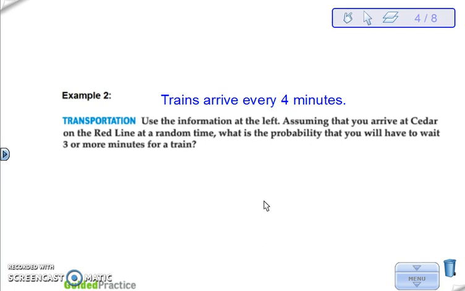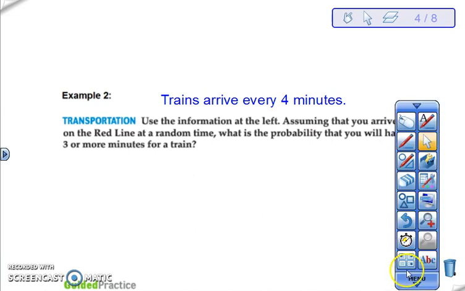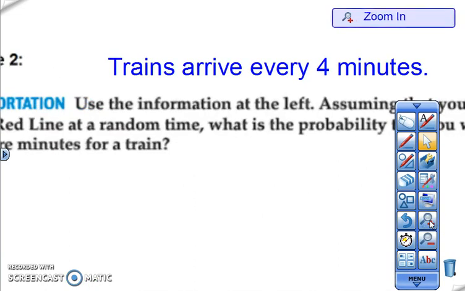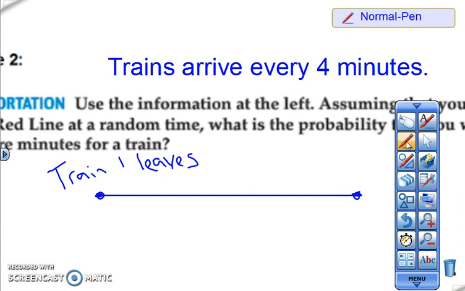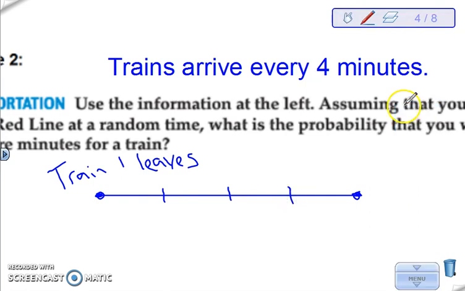So if we kind of map this out, the first train leaves the station at some point in time. So train one leaves the station here. And then some point down the line, another train's going to arrive. We said it happens every 4 minutes. So there's 1 minute, 2 minutes, 3 minutes, and then on the 4th minute, the second train will arrive.